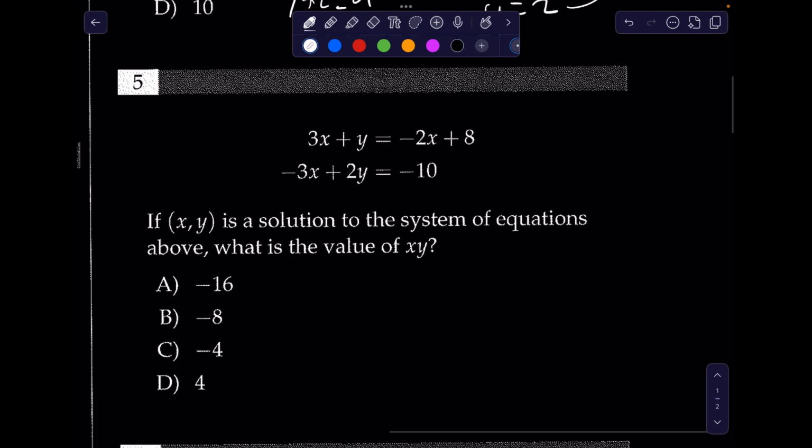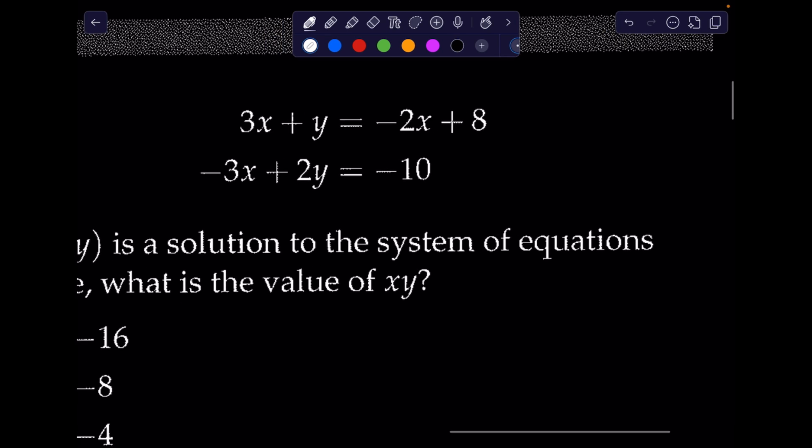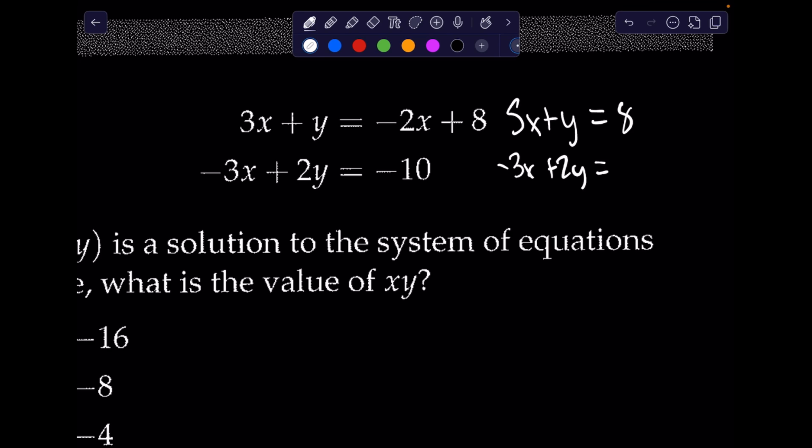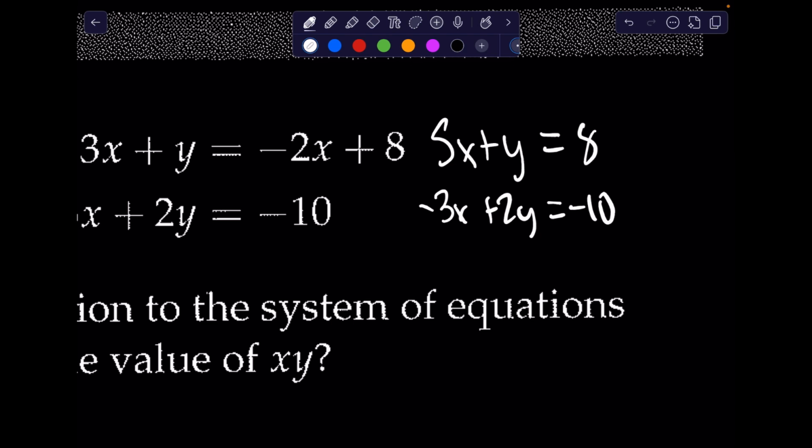Now on to number 5. Here we're looking for the value of x and y. Here it's basically already set up perfect. Oh, never mind, not yet. We need to simplify this side, and that would equal 5x because we add this plus y equals 8. And this is negative 3x plus 2y equals negative 10. And then what we can do is use elimination. Get another example of that. Multiply the top by 2 so we can get the y's to equal each other.